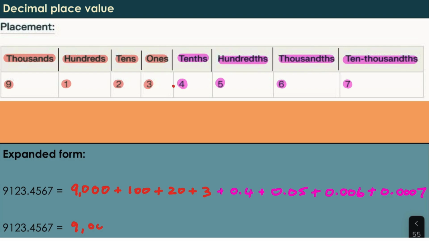So I could have 9,123. Now converting 0.4 to a fraction, the 4 is in the tenths, 4 tenths. 0.05, the 5 is in the hundredths column, that is 5 hundredths. The 6 is in the thousandths column, 6 thousandths. The 7 is in the 10 thousandths place value column, 7 10 thousandths.